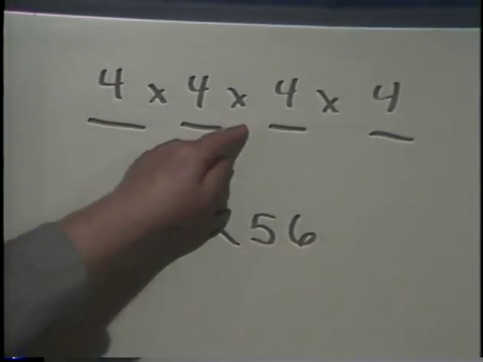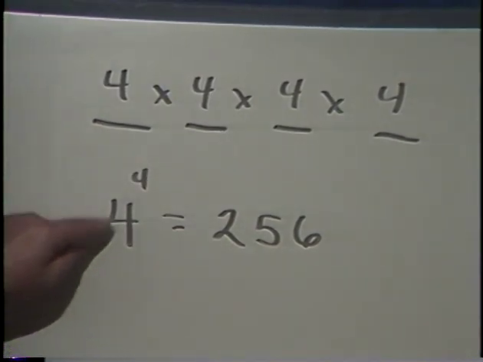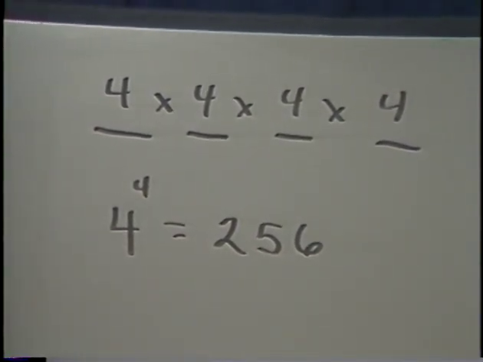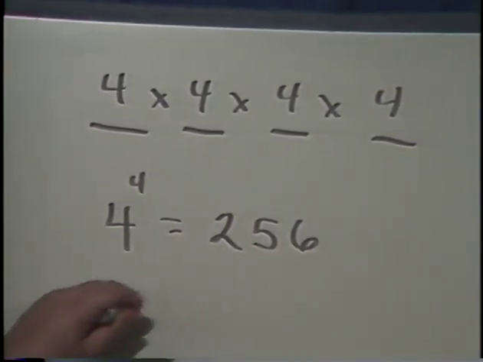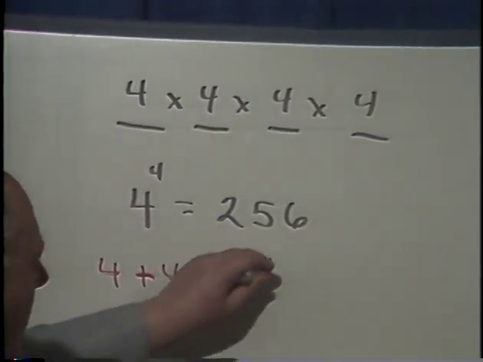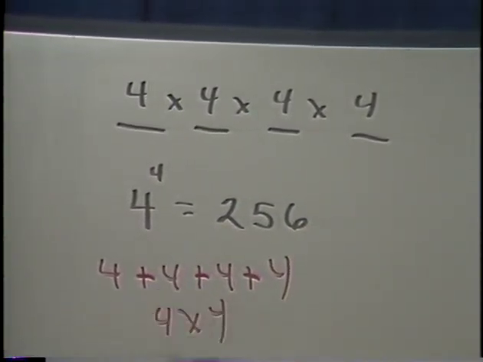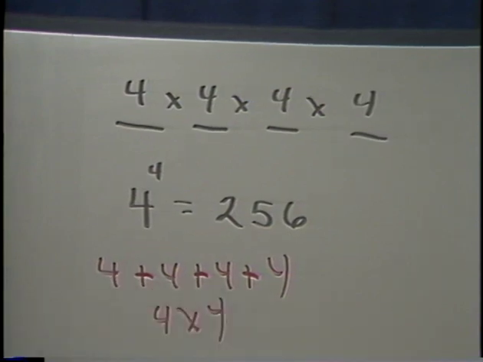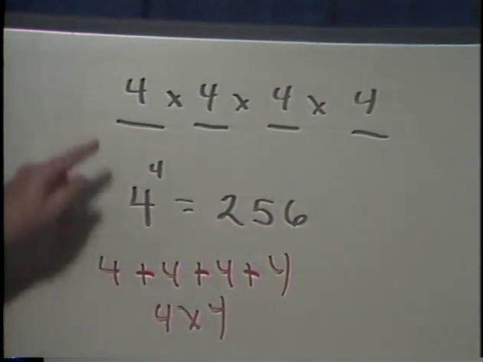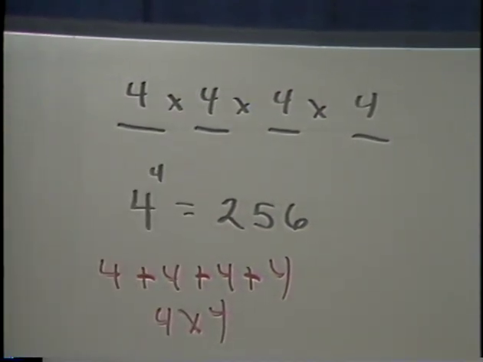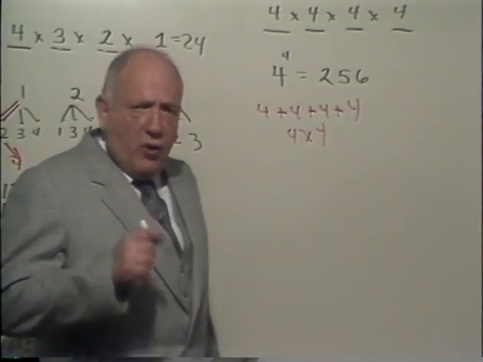4 times 4 times 4 times 4, which we write as 4 to the 4th power. See, don't confuse that with 4 plus 4 plus 4 plus 4. That's only 4 times. When you add 4 4s, you get 4 times 4. When you multiply 4 4s, that's that exponent thing. You get 4 to the 4th power.